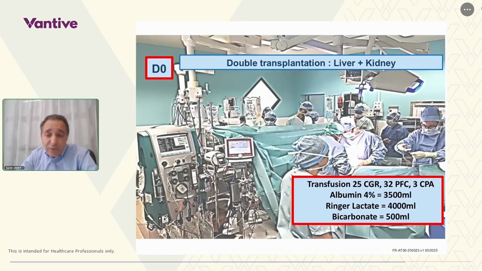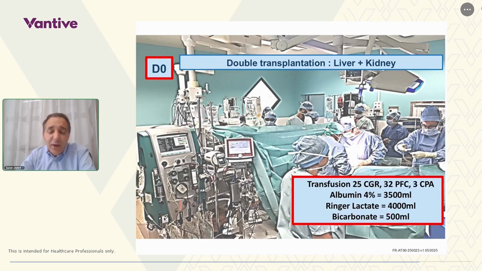This is what we made. We made a double transplantation, as you see, in the operating room. We did a liver and kidney transplantation, and the duration was 16 hours, really long. And as you can see, we are 3 intensivist anesthesiologists here with all the surgeons, 3 teams of surgeons to do this. And this is the transfusion during the surgery: 25 red cell units, 32 fresh frozen plasma, and 3 platelets, and albumin, and Ringer lactate, bicarbonate, etc.